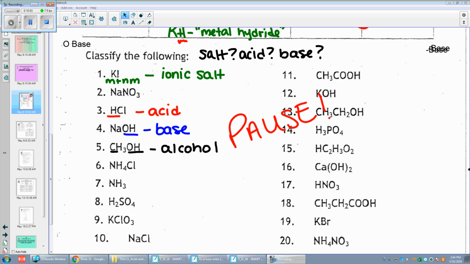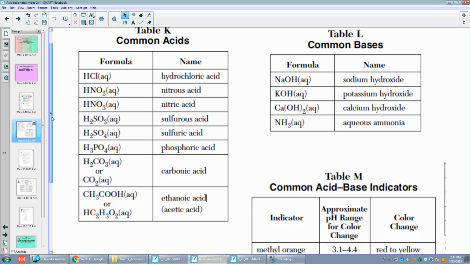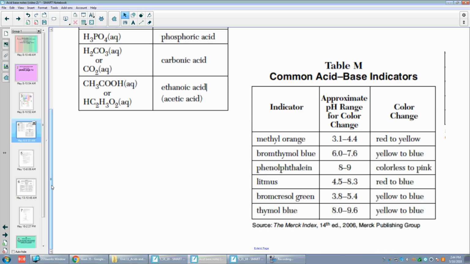Okay, so hopefully you finished that section. We'll be going over it in class. We're now going to introduce, actually you see K and L there. I also am going to introduce this new table, Table M, your common acid-base indicators. So Table M will be our new one. You should get a reference table by you. And we're going to talk about that.